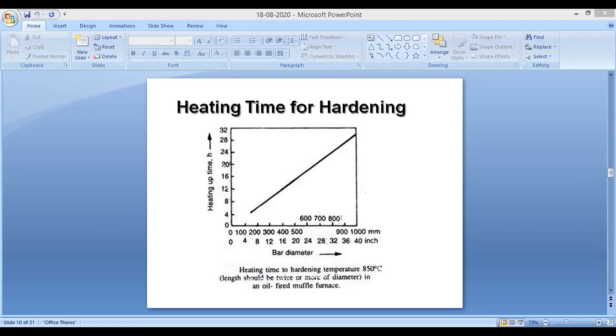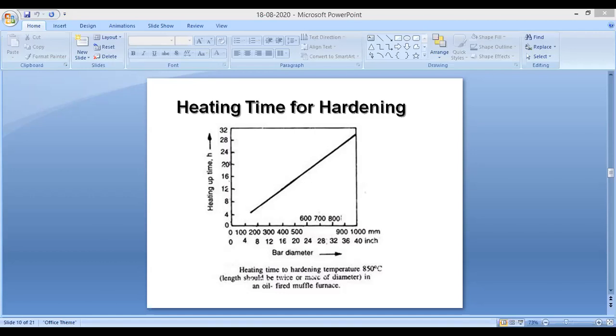You can see in the figure. The diagram is good for plain carbon and low alloy steel. The time to heat to the temperature depends on the shape and size of the parts, the composition and structure of the steel, arrangement of parts in the furnace, and the type of furnace. The soaking time depends mainly on the composition of the steel and its original structure.